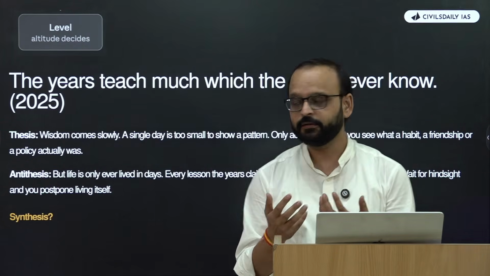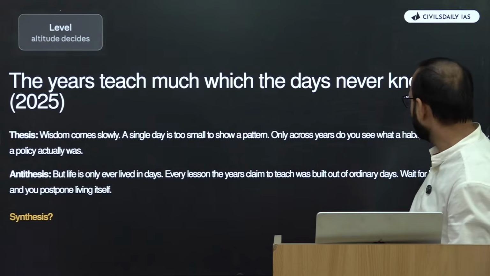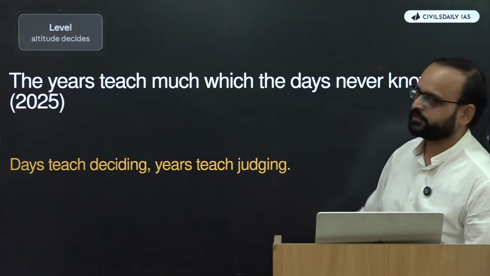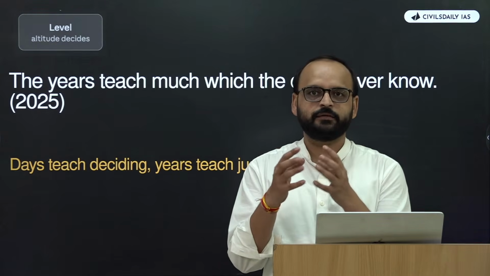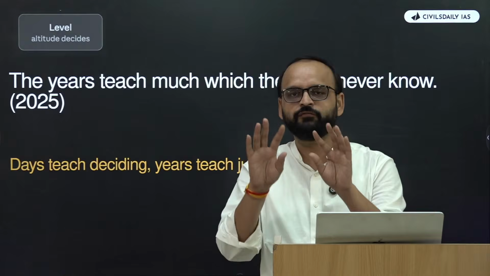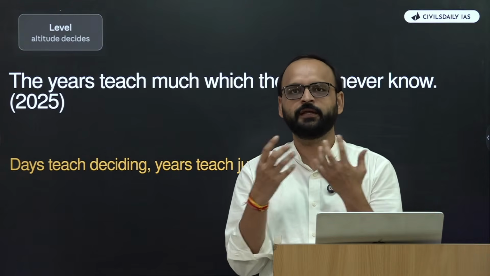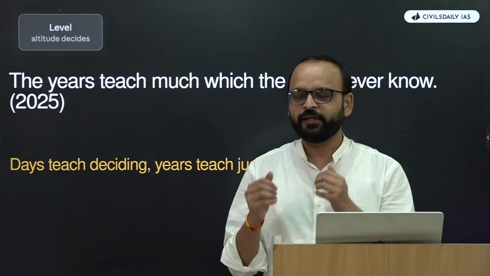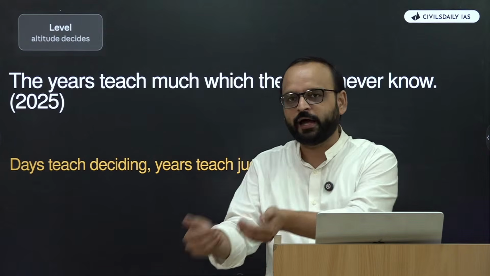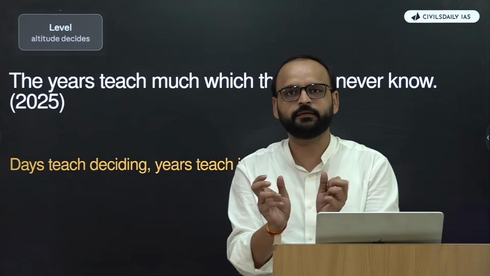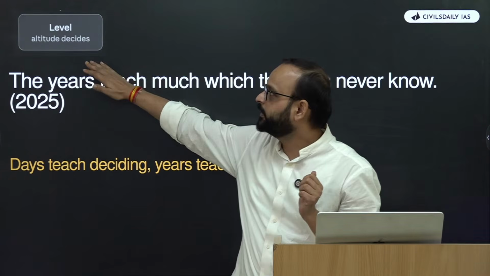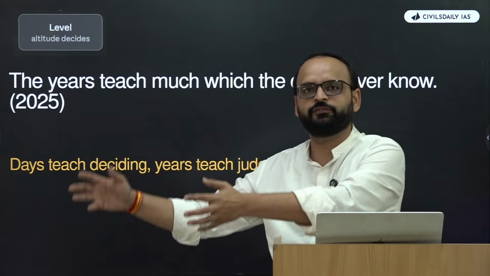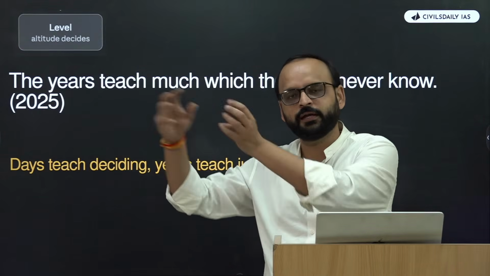So the synthesis would be, this is right, so what would the synthesis be? Days teach deciding and years teach judging, and you have to balance both, but both of them have their own value. When I say balance both, it doesn't mean get into analysis paralysis. It means figure out where you have to act, where you have to listen, who you have to act for, who you have to listen from. That's the synthesis for this. So there is a level, an altitude. Up to this, it's more like action, action, action, and then there's a reflection part of it. Either you do the reflection yourself, or you take the help of an elder to do the reflection.